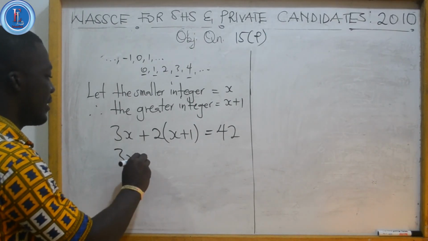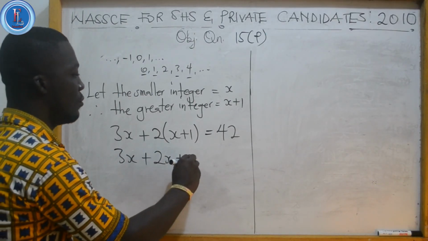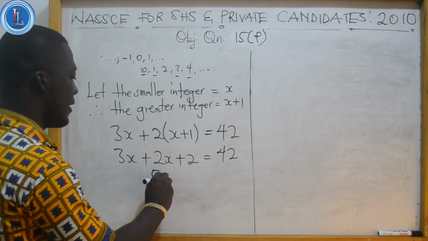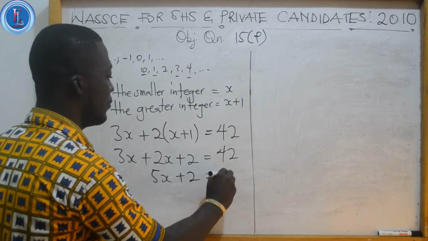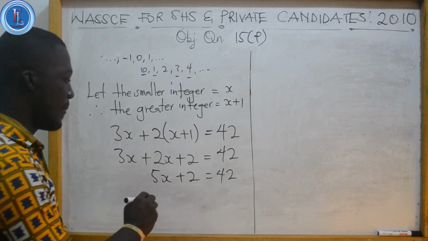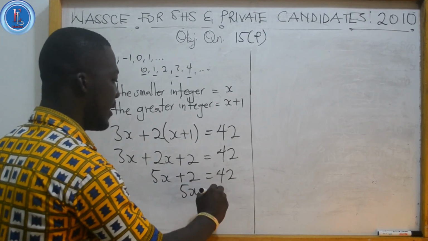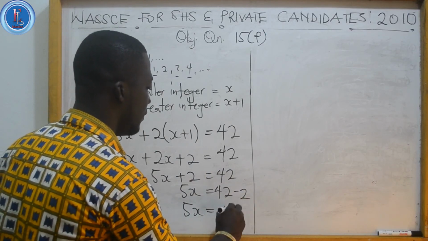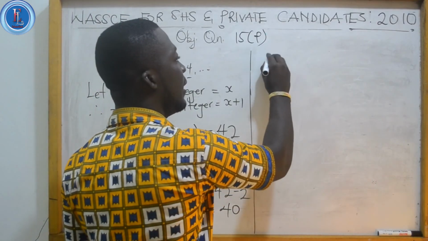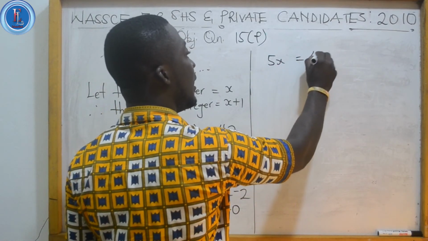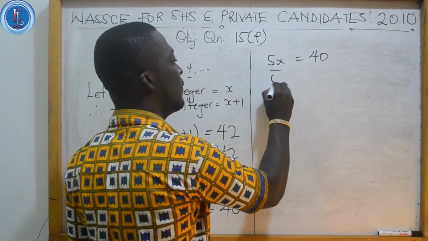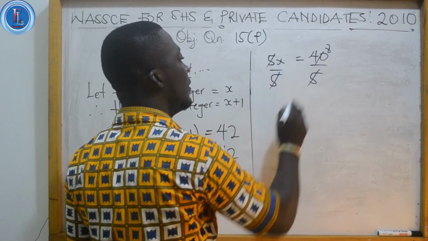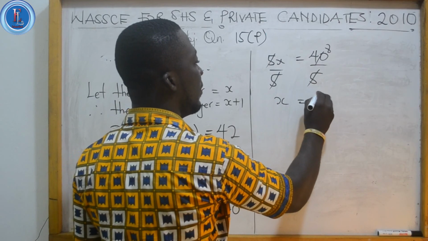So we will expand the brackets here, getting 2x plus 2 is equal to 42. When you add 3x to 2x, you get 5x plus 2 is equal to 42. Then we transpose 2 to the right hand side, getting 42 minus 2. So 5x is equal to 40. And if you want to find x, we divide both sides of the equation by 5. 5 and this one has 5, and this one will cancel that. 5 goes into 40. So x is equal to 8.